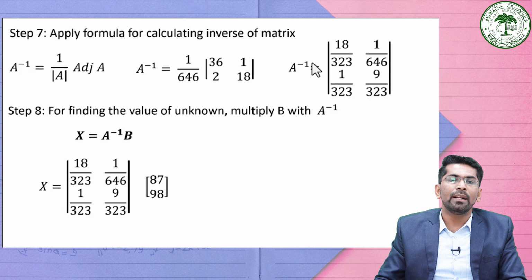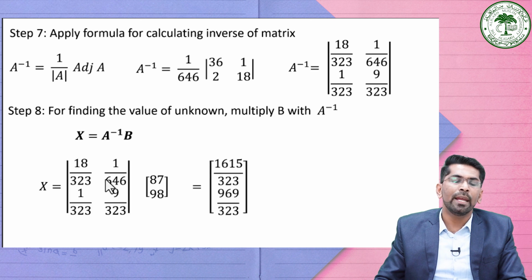So the inverse of the matrix we have already found here, that is 18 divided by 323, 1 divided by 646, 1 divided by 323, 9 divided by 323, into B, that is the constant matrix, which is already given there, that is 87 and 98. Now we can multiply these two. We have a 2 by 2 matrix and a 2 by 1 matrix, so of course the multiplication is possible, and it will produce a 2 by 1 matrix again. We can multiply the first row with the first column here.